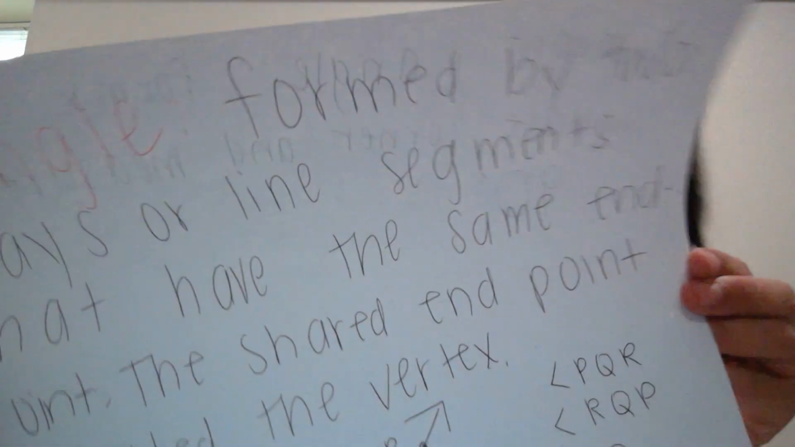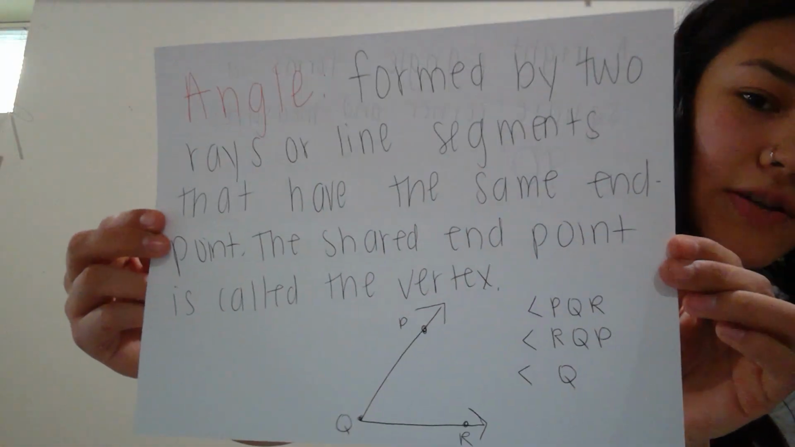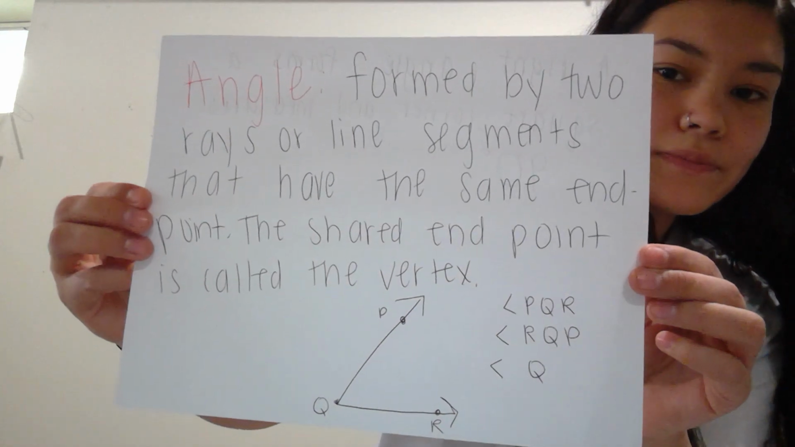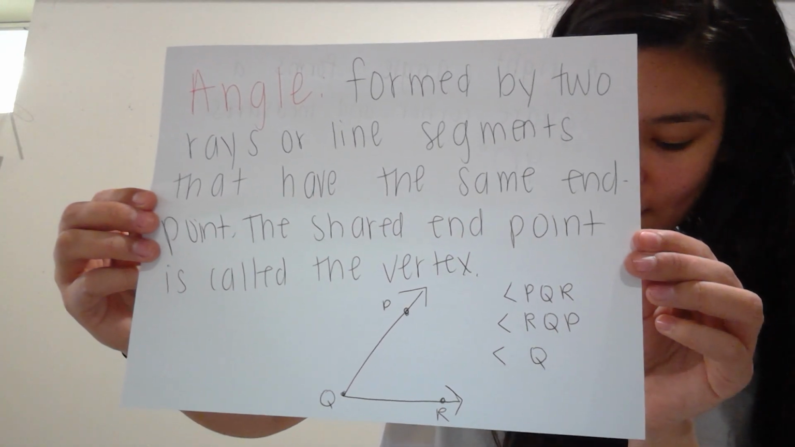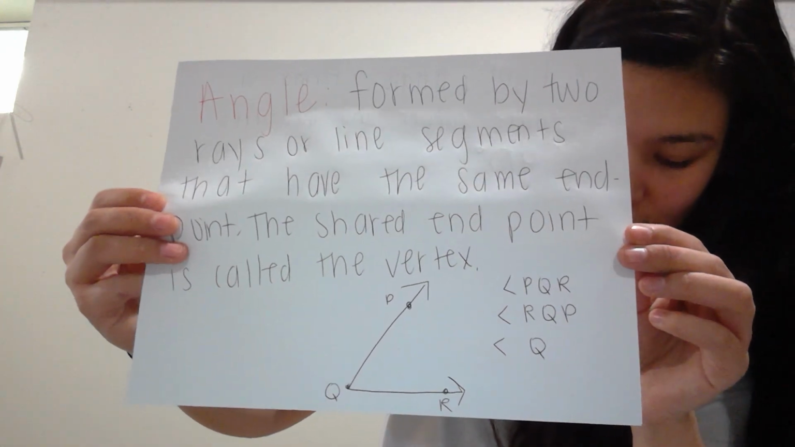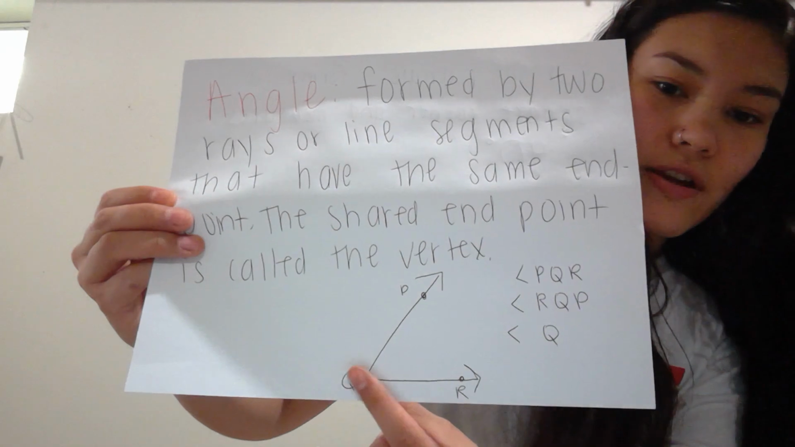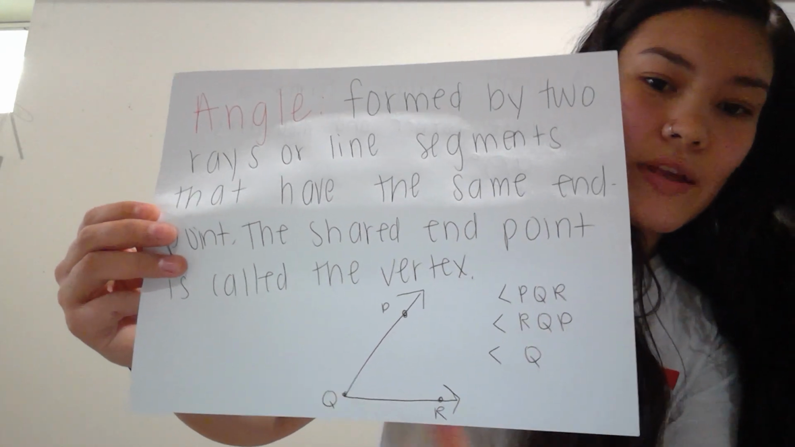So first we're going to talk about what an angle is. When I hold this up, you can pause it to make sure that you have all this written down. So an angle is formed by two rays or line segments that have the same endpoint. The shared endpoint is called the vertex. So this right here, where it says Q, that's your vertex.